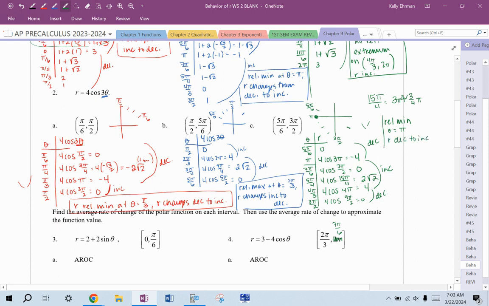I'm shortening up my writing a little bit. But then there's also, we went from increasing to decreasing. So there's also a relative max at theta equals 4 pi over 3. And that's because r went from increasing to decreasing.